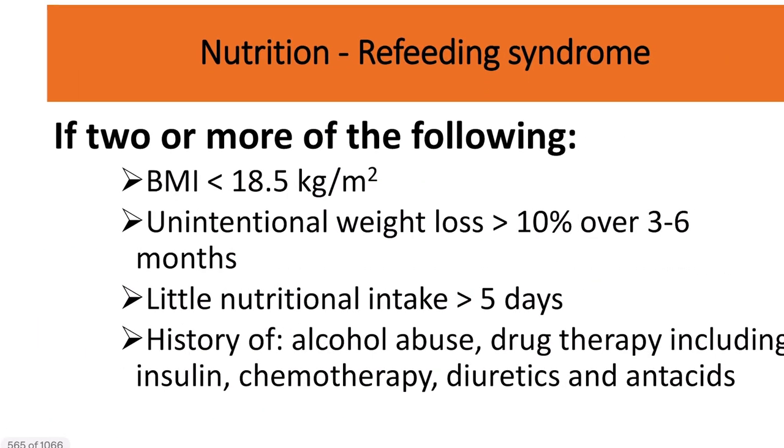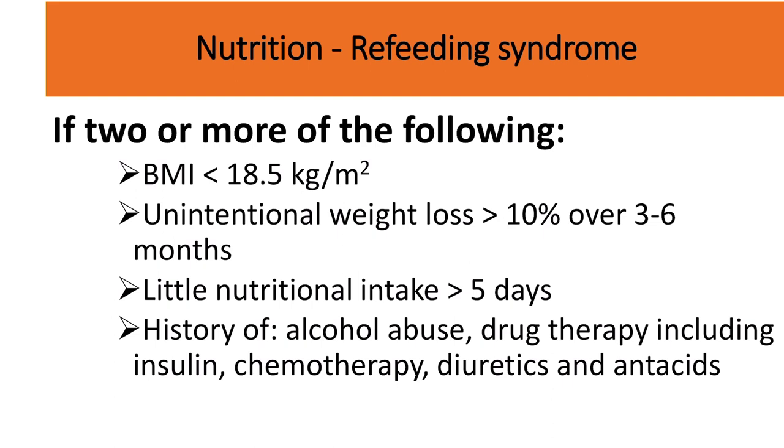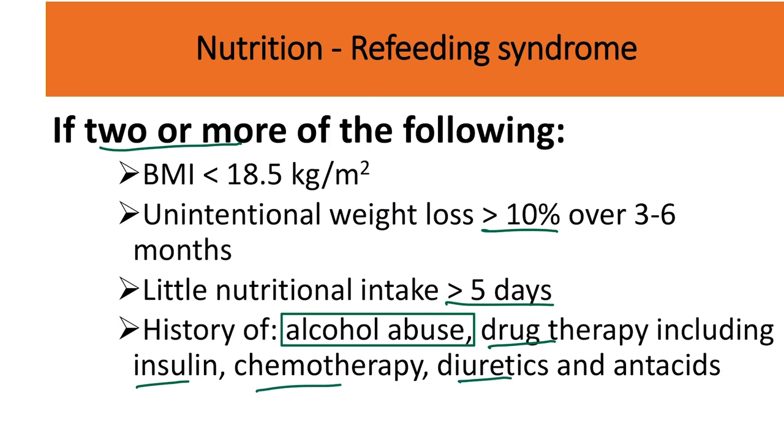And if two or more of the following are present: BMI less than 18.5 kg per meter square, unintentional weight loss more than 10% over 3 to 6 months, little nutritional intake for more than 5 days, history of alcohol abuse. This point is very important. Alcohol abuse also acts as starvation. Drug therapy including insulin, chemotherapy, diuretics, and antacids also enhances the consequence of refeeding syndrome.